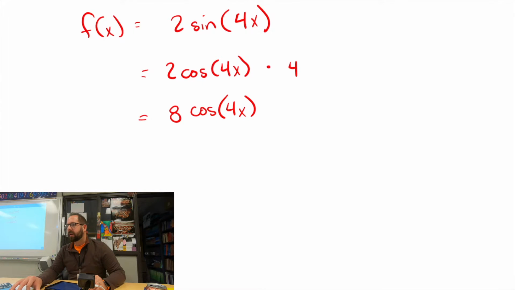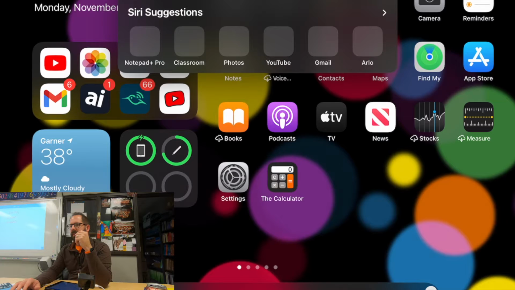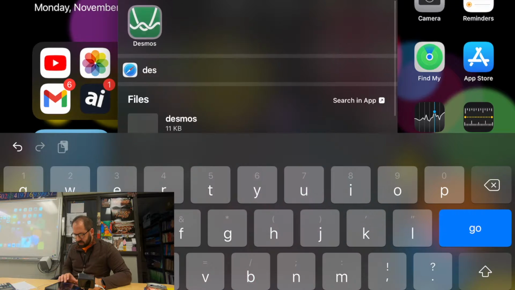Now, the big thing here is, let me bring up our graph here. Actually, I wonder if I should go to Desmos. Maybe Desmos would be the way. Yeah, we'll go to Desmos here. All right.